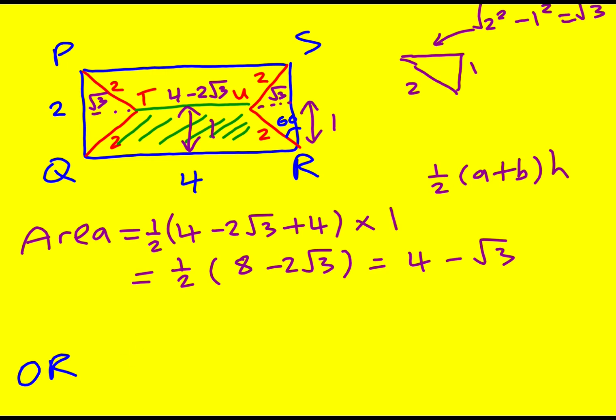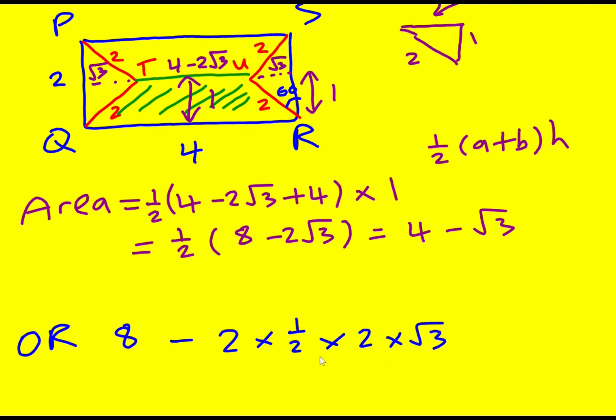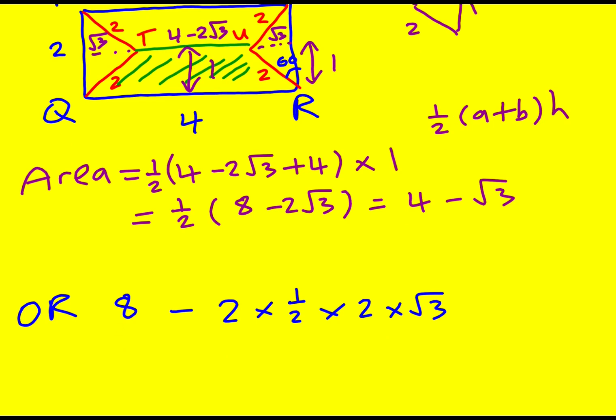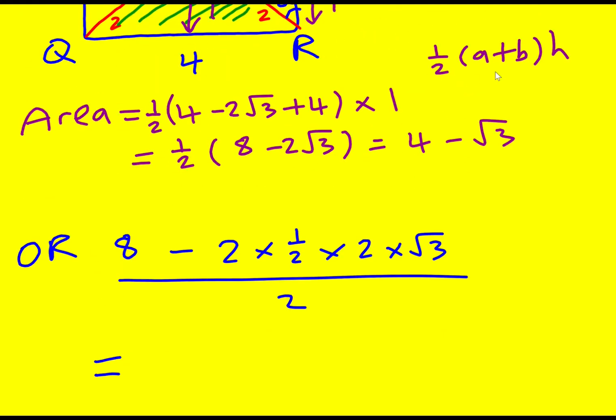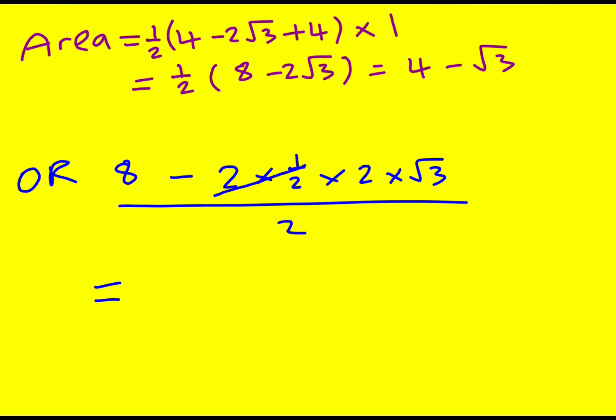So that would be 8, 4 times 2, and then minus the two triangles. So it would be 2 lots of a half times the base, 2, times the height, which is root 3. And that will give you both of the trapezia. So then I would just need to divide that by 2. Actually, this is the way I did it when I did the question originally. And it's particularly good if you can't remember the formula for the area of a trapezium. So the 2s cancel, so I'm left with 8 minus 2 root 3 over 2. And again, we can halve both terms, so I'm going to get 4 minus root 3 again.